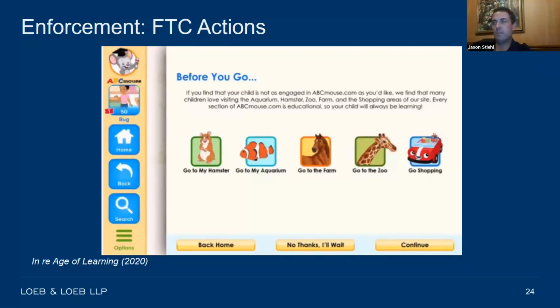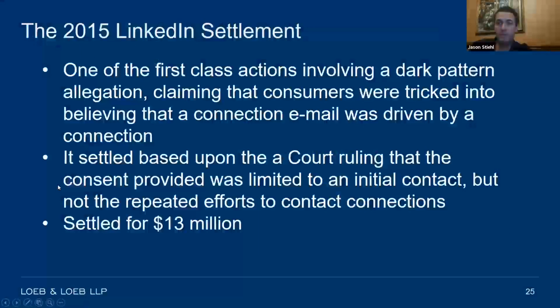This kind of obstruction in exiting a website is the kind of thing that the FTC is focusing heavily on lately, and they did in fact get an enforcement action against Age of Learning. A similar settlement was in 2015 with LinkedIn. This was a class action.